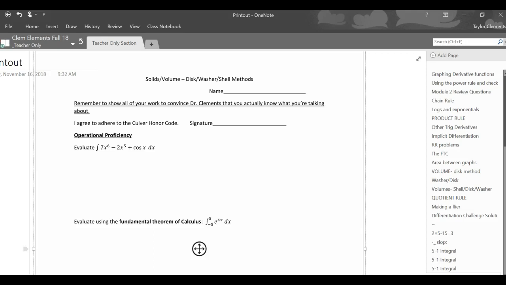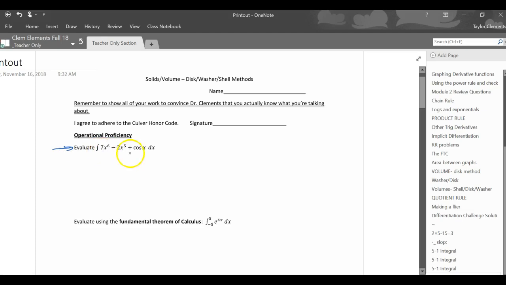All right, this first problem, obviously it's indefinite. There are no numbers on the integral, so we'll just do an antiderivative here. So let's see, this would be x to the seventh. Let's double check that. Take the derivative of x to the seventh, you get 7x to the sixth. So we're good there.